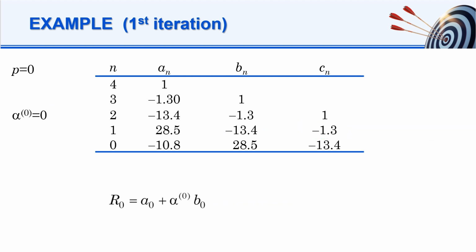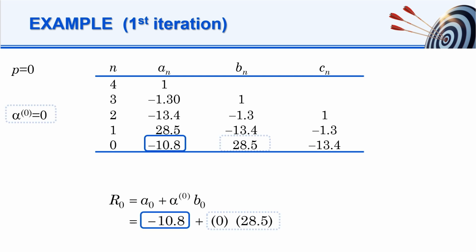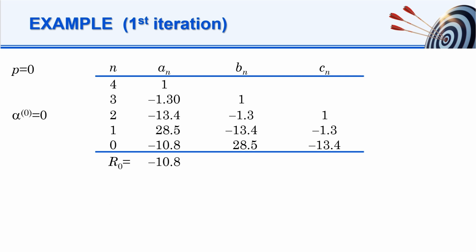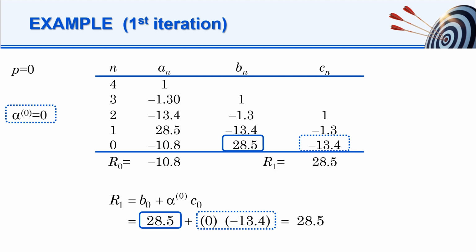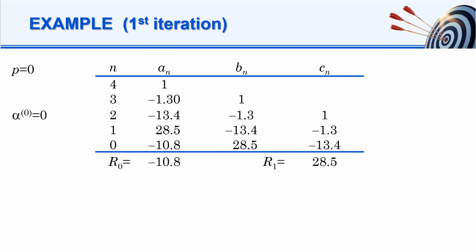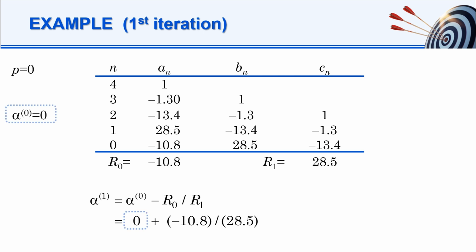The remainder term, R0, requires a0, b0, and alpha 0. We find R0 to be minus 10.8. Similarly, the remainder term, R1, requires b0, c0, and alpha 0, which also yields 28.5. The current estimate for alpha is obtained using the Newton-Raphson method as follows, which yields 0.378947.